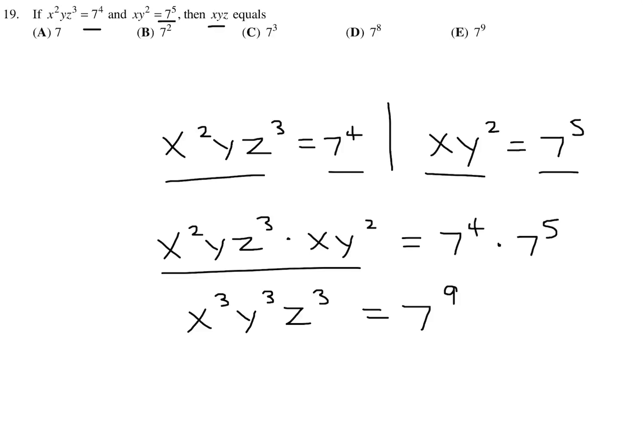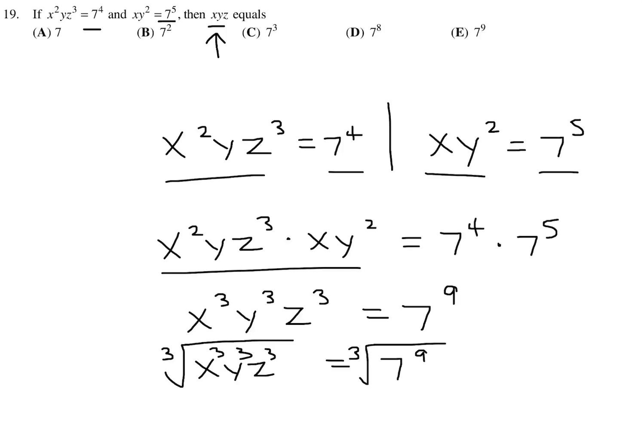So then what you can do is take the cube root of both sides because you just want xyz. So xyz, to the 3, 3, 3, like that. You just take the cube root, and you have to do the same to the other side. And this would essentially just give you xyz. And then this right side becomes 7 to the power of 3. And that's all this is. Pretty straightforward if you multiply both of them together. So the answer is C.